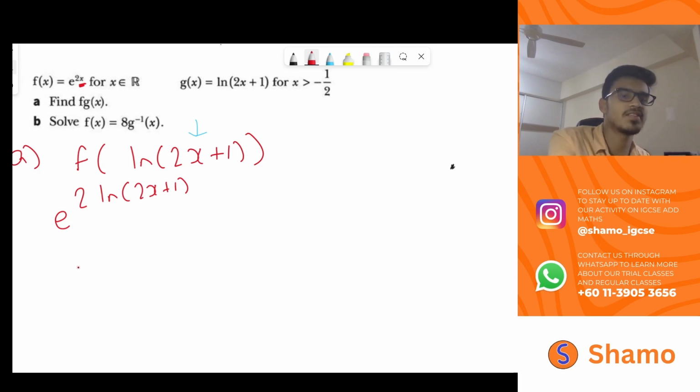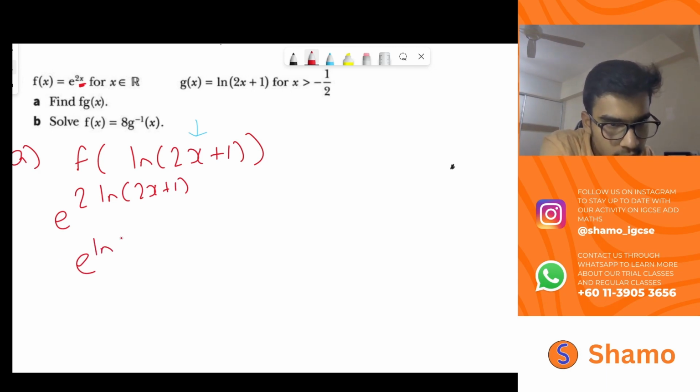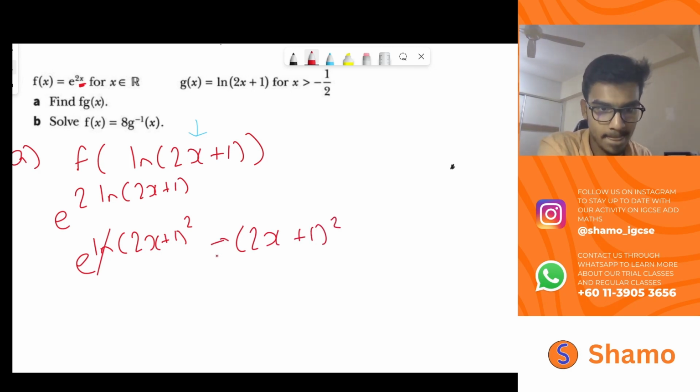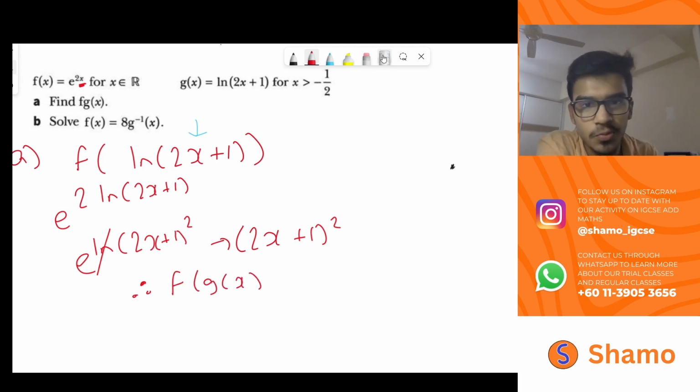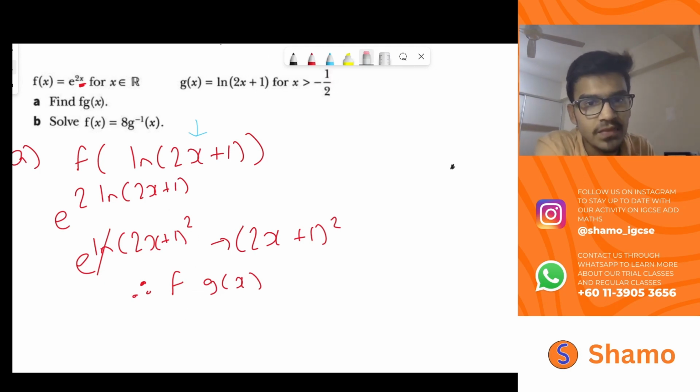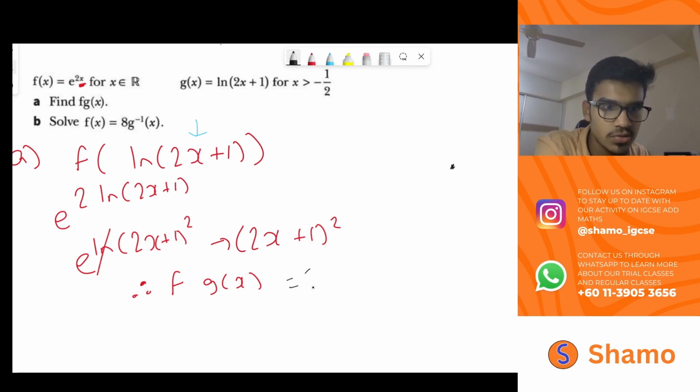Of course, we can simplify it a bit more. You can make it e to the power ln((2x plus 1) squared), power law. Then the e and ln can cancel, so you get (2x plus 1) squared. That means that fg(x), you don't need to put the bracket here, I just put it for your understanding to show you that it's g(x) going inside f(x), is just equal to (2x plus 1) squared.